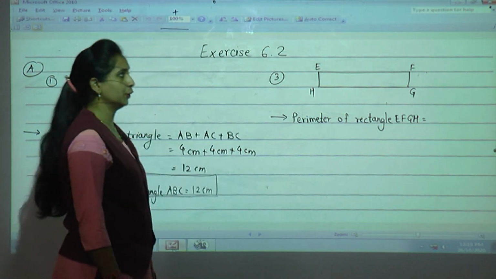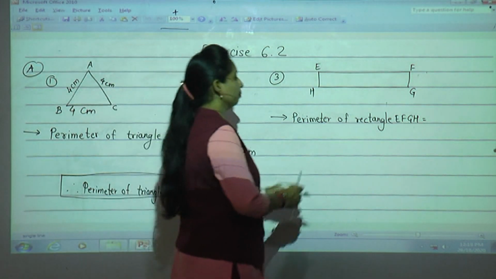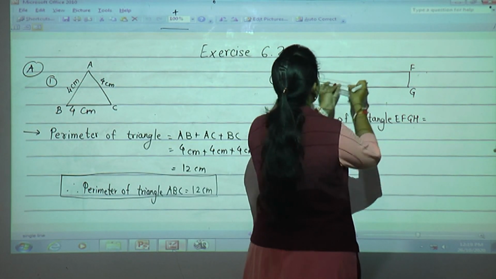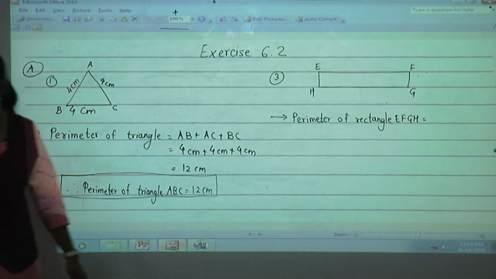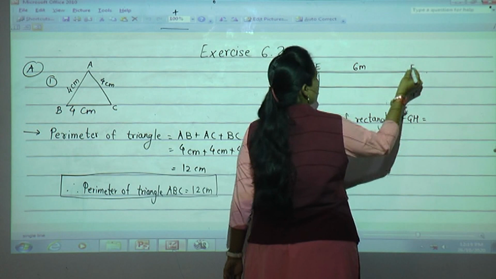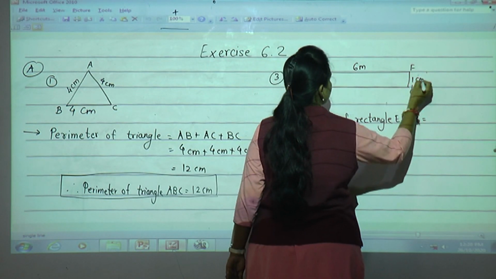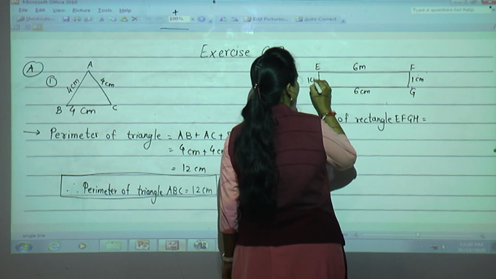See, we have studied there are two ways to find the perimeter of a rectangle. The first one, you can add all the sides, or else you can do 2 multiplied by the sum of adjacent sides. Now here, measure fast. How much is EF? Start from 0. Yes, start from 0. You will get 6 centimeter. When you measure FG, you get 1 centimeter. Again, the opposite sides are equal, so write directly 6 and 1 centimeter.